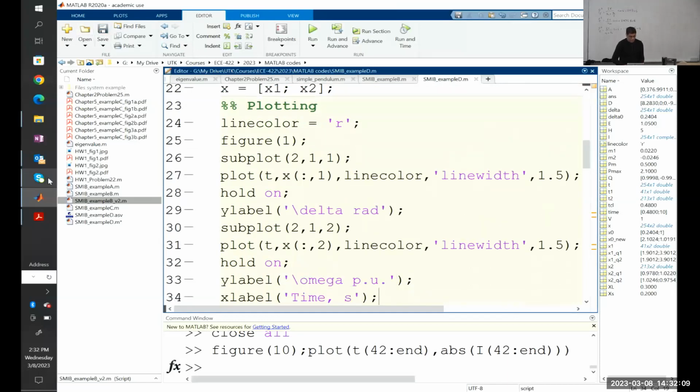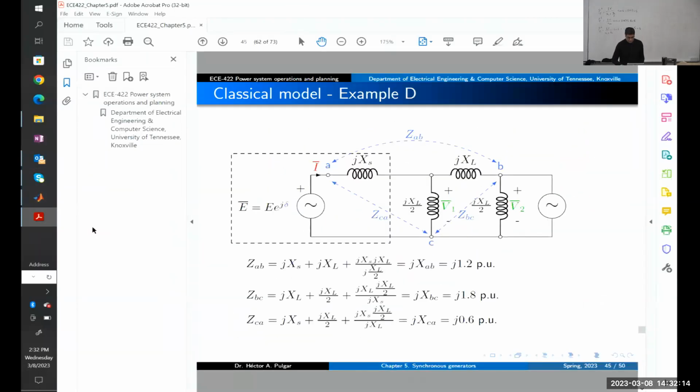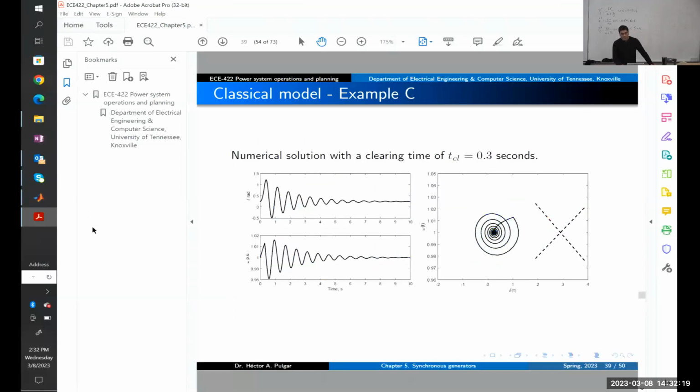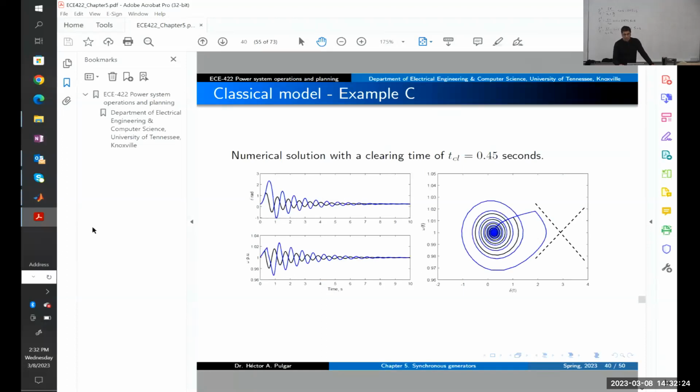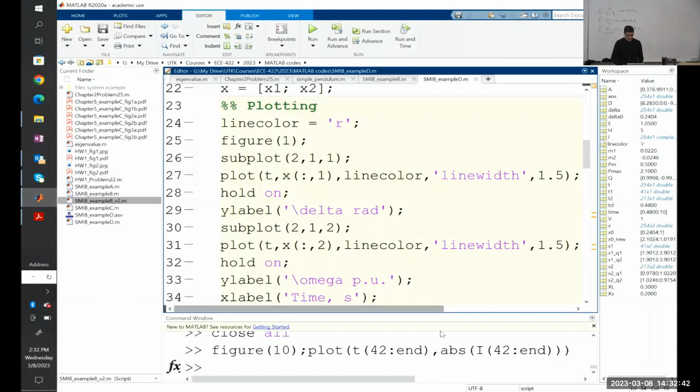So what we had before is this. We try 0.3 seconds. Everything seems fine. We try 0.5 seconds. The system is still stable, but it's getting very close to that eigenvector of the saddle node point. And at 0.48 seconds, the system just becomes unstable. So let's try that time and see if there is any difference.